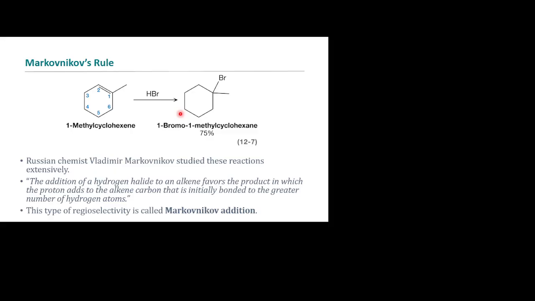Okay. So, Markovnikov's rule. Russian chemist Vladimir Markovnikov studied these reactions extensively. His rule, specifically as he stated it, was the addition of a hydrogen halide to an alkene favors the product in which the proton adds to the alkene carbon that is initially bonded to the greater number of hydrogen atoms. So an easier way to remember this, hydrogen goes with hydrogens. The other part, the halide in this case, goes with the more substituted side, right? The more carbons.